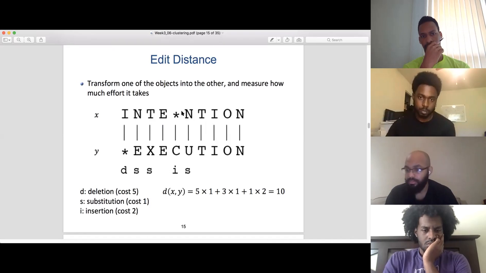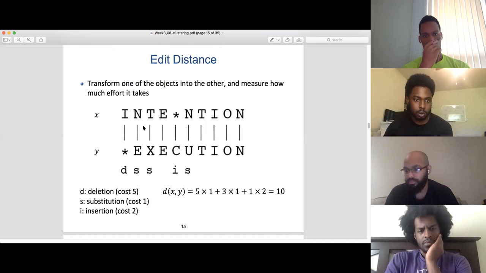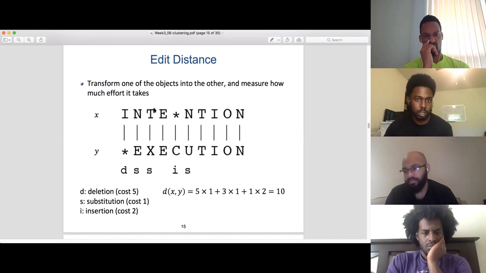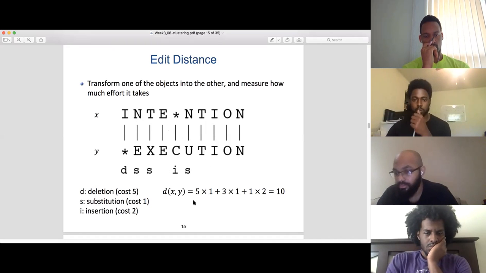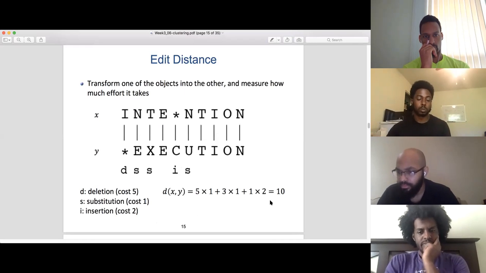So let's look at this. We have this I, which is going to need to be deleted. Then you're substituting N with E, and you're substituting T with X. This is the same. You have to insert a letter here. You're substituting this, but these parts remain the same. So we'll sum those up. We have 1 deletion, 5 times 1, because the cost is 5. Then we add the total number of substitutions, 3, times the cost, 1. And then we had 1 insertion here, and the cost was 2. So the dissimilarity based on this edit distance function we defined is going to be 10.